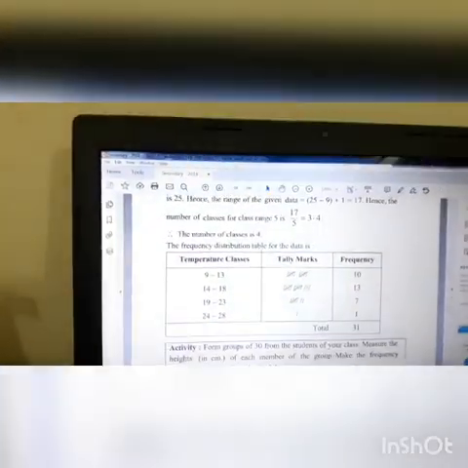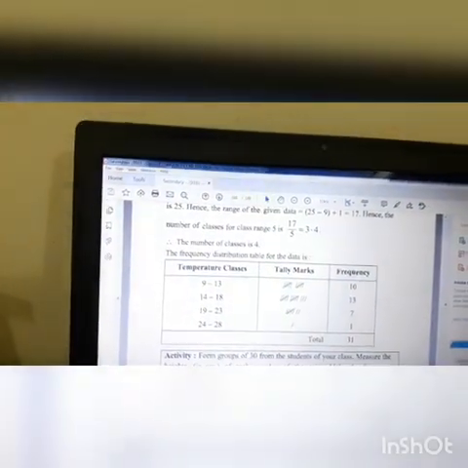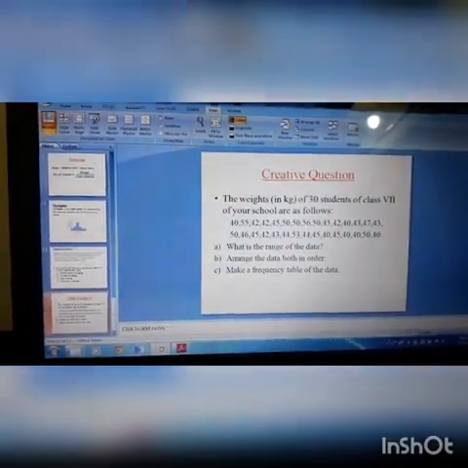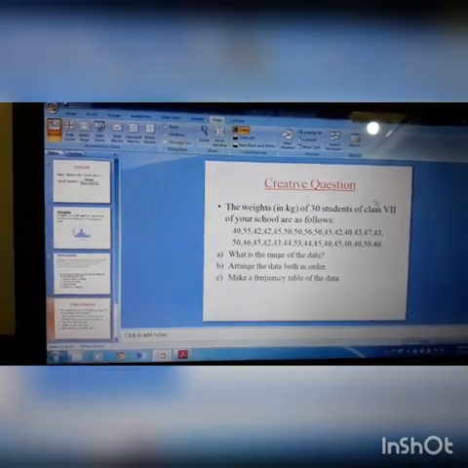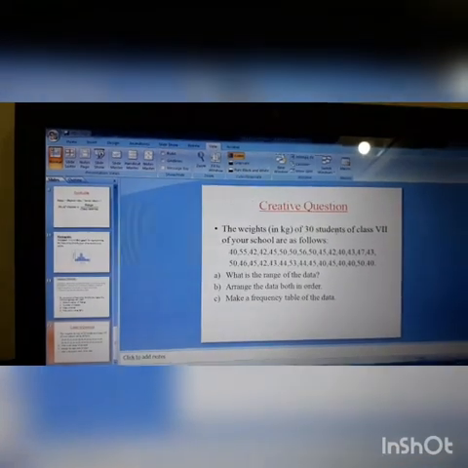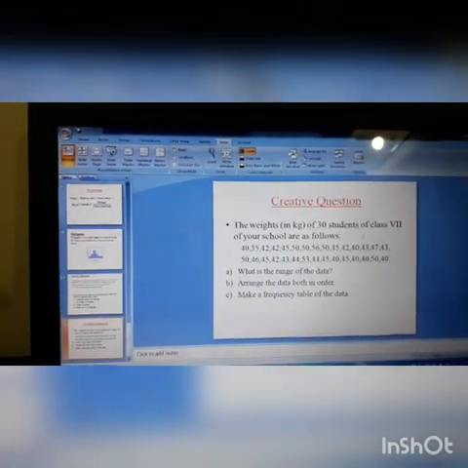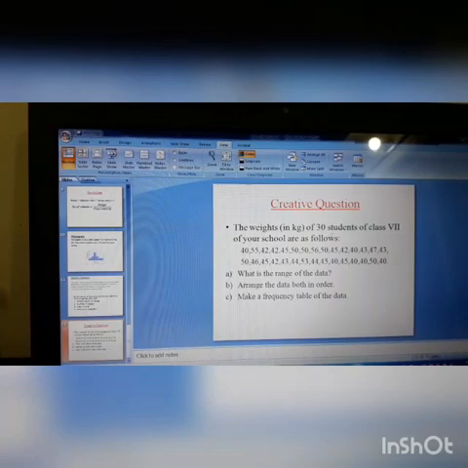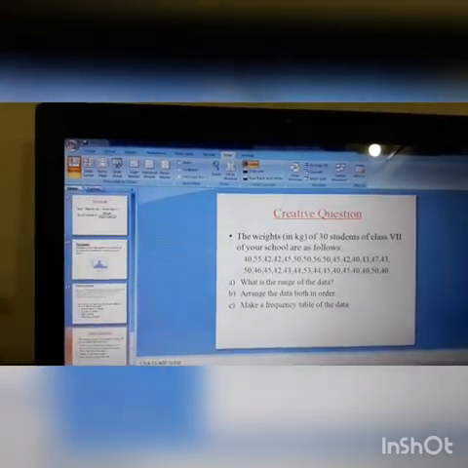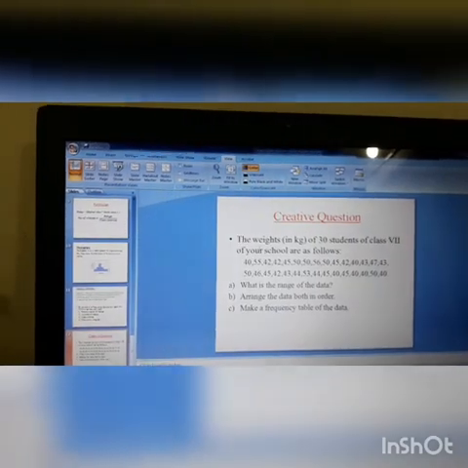If we follow this system, we must construct a frequency distribution table, and that is why this is your homework. I expect that you understood how to construct a frequency distribution table. Now as homework you will complete this creative question. This is our today's class, and there's only one topic left, that is to construct a histogram. In my last class I will explain how you can construct a histogram. Thank you very much.